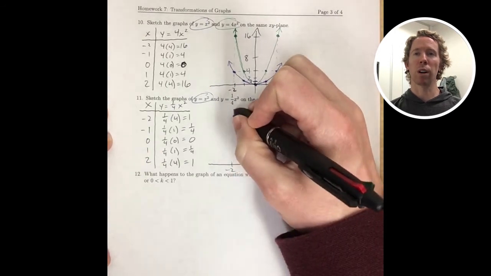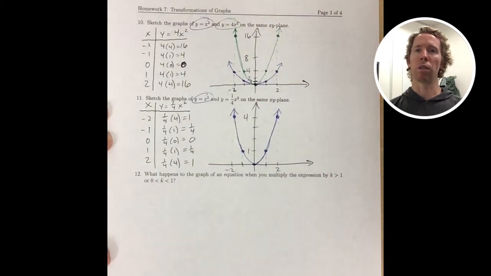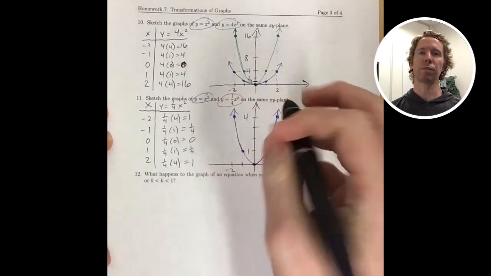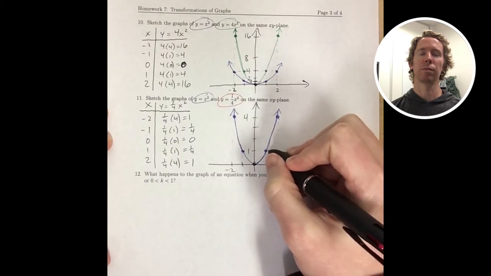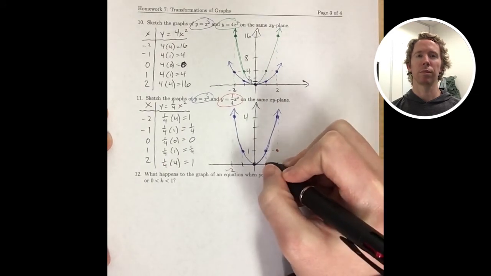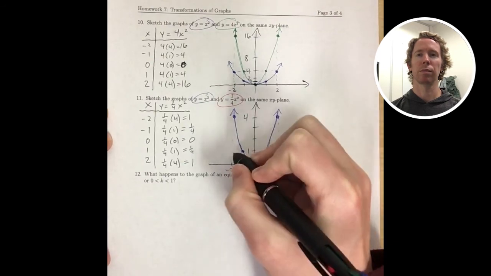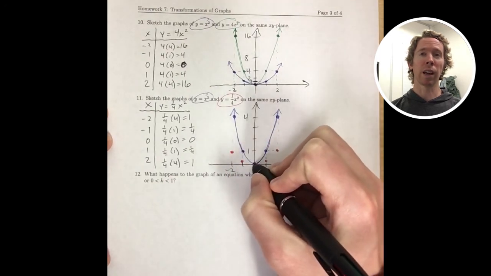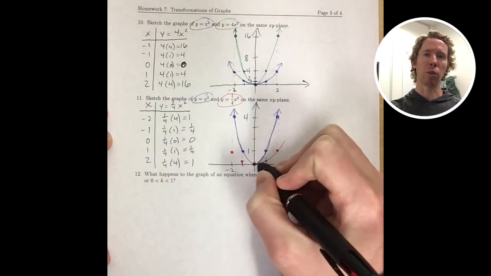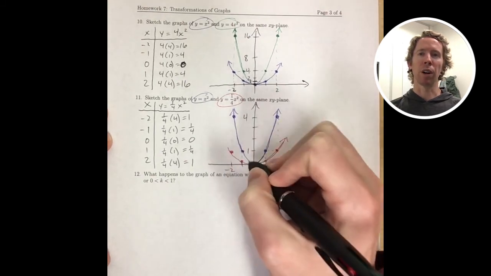There's y equals x squared. Now let's see what happens when we multiply that by 1/4. You can see that it is just pushing that blue graph down. It's compressing it vertically.